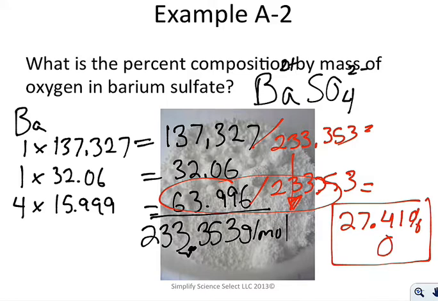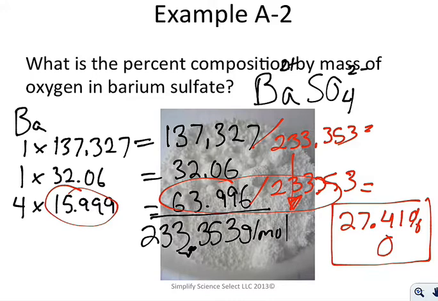So once again, you've got to find the total mass of the molecule. Once you have the total mass of the molecule, you divide the total mass of whatever you're looking for by it. So the total mass of oxygen divided by the total mass of the molecule. One thing that gets people tripped up is they say, well, oxygen is 16, I'll take 16 and divide it by that. No, it doesn't work that way because you have 4 oxygens.